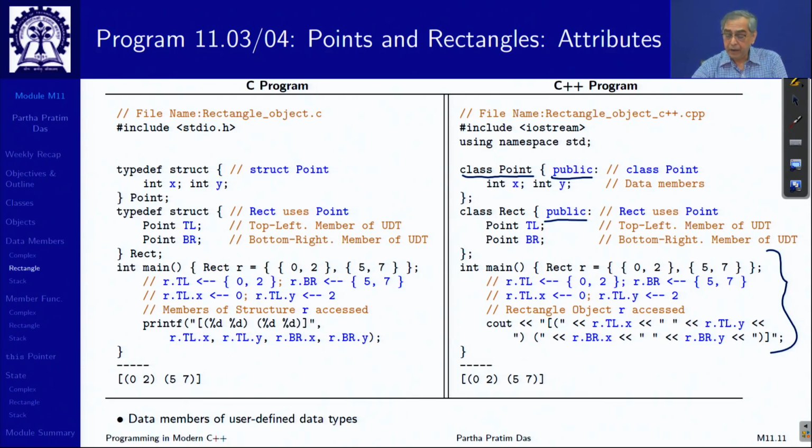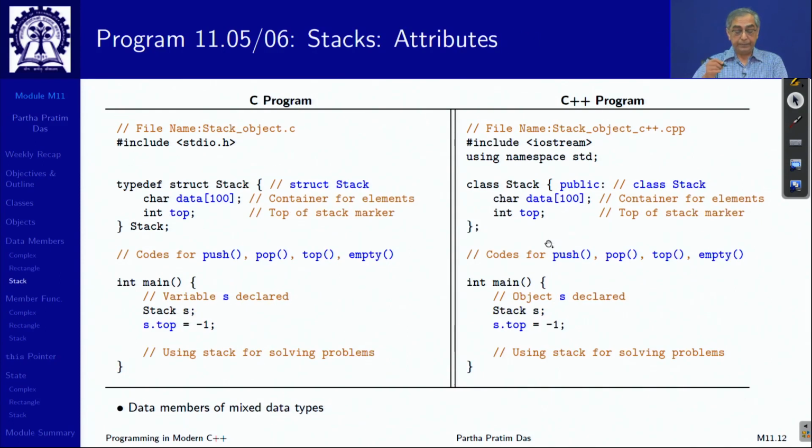Right. So, the data members could be of built-in type, or they could be of types or classes that you have already created, declared. This is another example for the stack, where you can easily see that you have an array to store the stacked values and a top to mark the top of the stack. So, details are easily understandable.